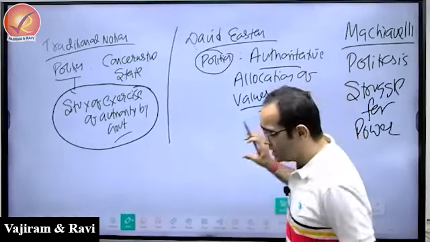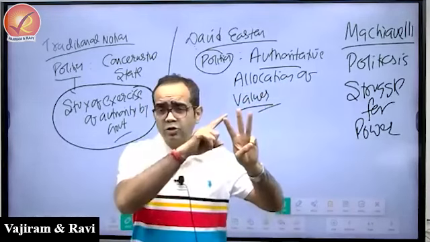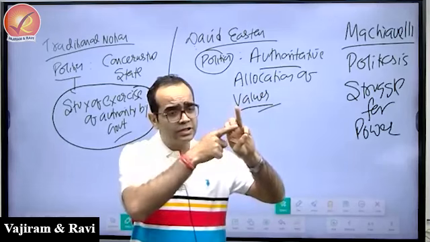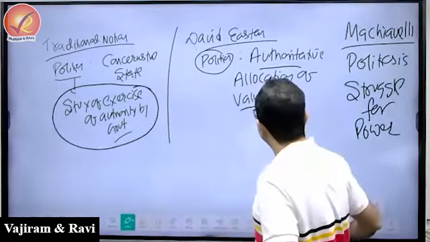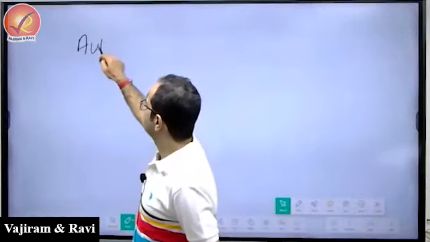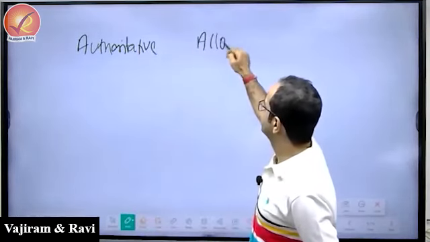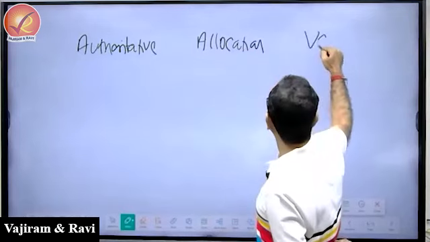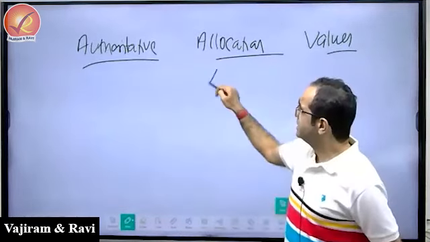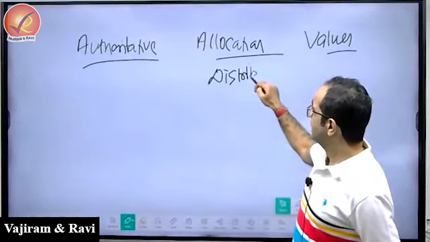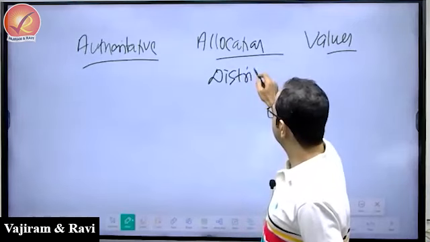Now this term, authoritative allocation of values, consists of three terms. You need to understand: authority, allocation, values. What is meant by authoritative, allocation and values? That's what David Easton says. Allocation is simply distribution. Allocation is nothing but distribution.